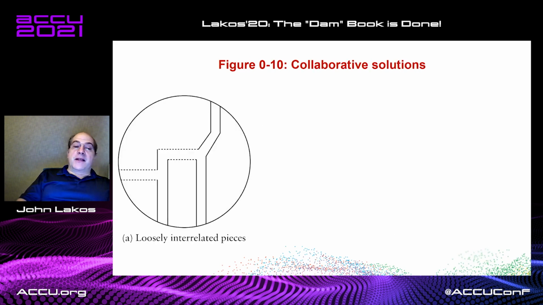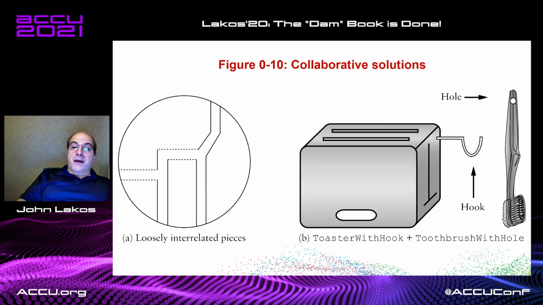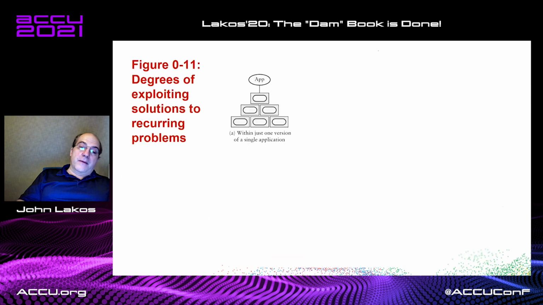Then you can imagine something that's a little bit more well partitioned, and we'll call this collaborative. And you can see that here we have a circle that's partitioned in a fairly interesting way. Clearly, the pieces are aware of the other pieces, but they're not dependent upon them. And I would say that this is more like a toaster with a hook and a toothbrush with a hole. They were designed to work together, but who in their right mind would go to the store and buy a toaster with this ugly hook sticking out of it? So this is probably not what we mean by a reusable component.